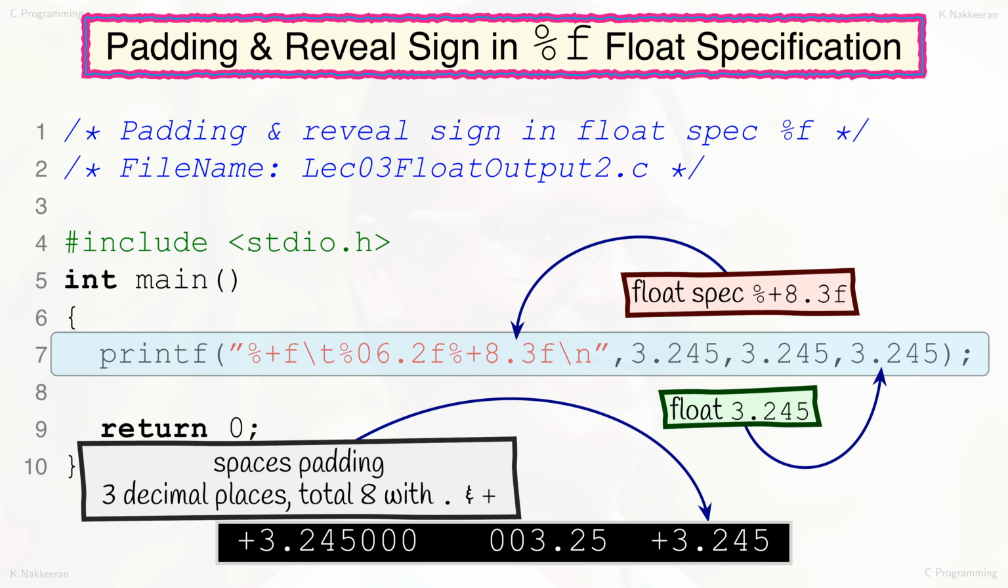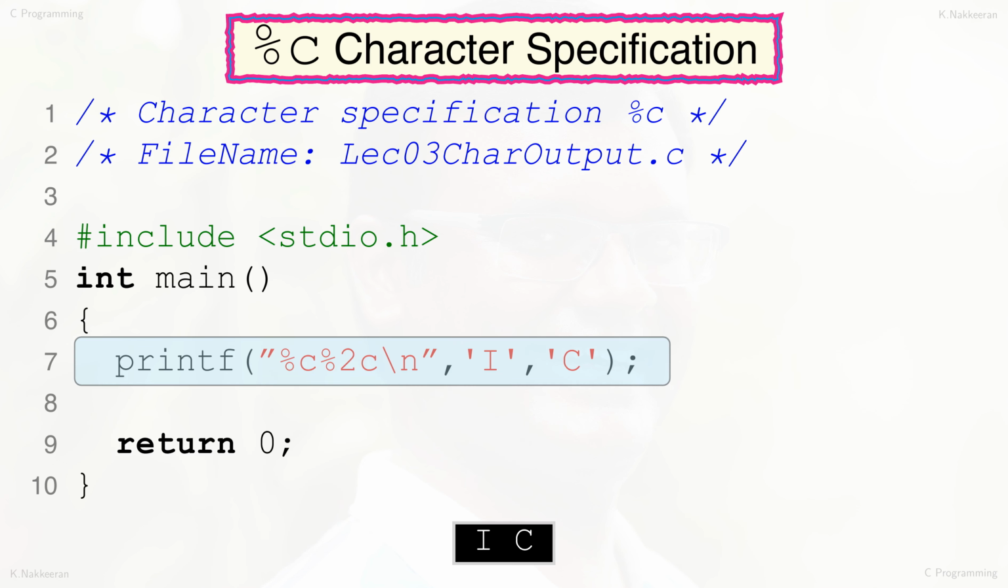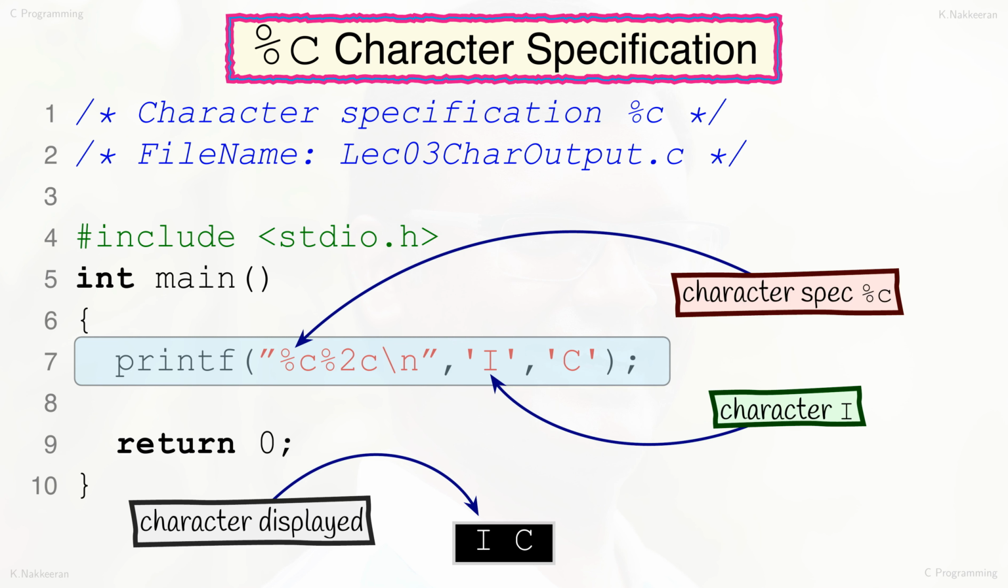%c specification is available for keyboard ASCII characters. ASCII stands for American Standard Code for Information Interchange. In the C program, Printf Statement has 2 %c character specifications that takes 2 characters to be displayed separated by nothing. In C programming language, character is enclosed within single quotes. %c specification is used for displaying characters.